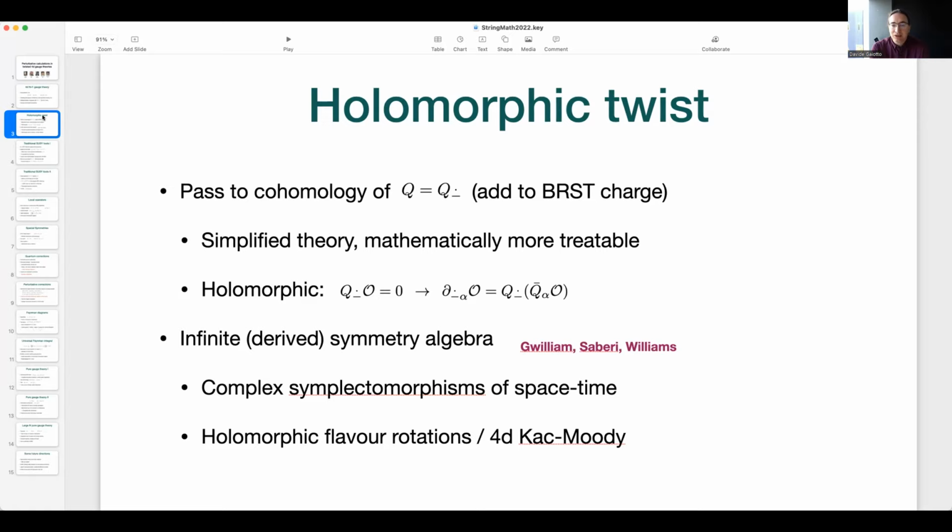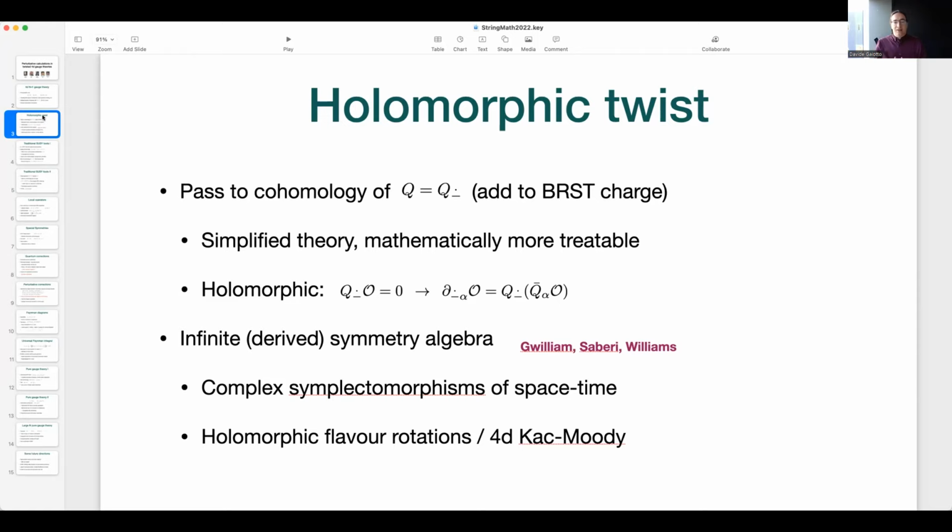In this particular case, the twist gives a theory which is holomorphic, at least in the cohomological sense, because operators which belong to the twisted theory have the property that anti-holomorphic derivatives of them are Q-exact. More specifically, when you pick a supercharge, you are automatically equipping space-time with a complex structure. And then the theory depends only on this complex structure rather than on the full metric of space-time. In a sense, this makes it analogous to two-dimensional holomorphic theories, which are a very well-studied and very important subject in mathematics and physics, the subject of vertex algebras.